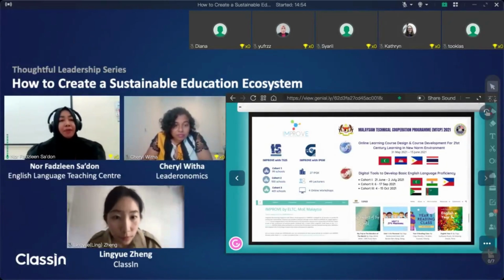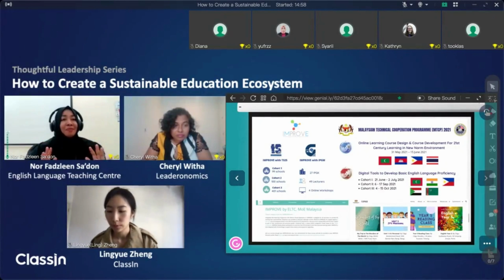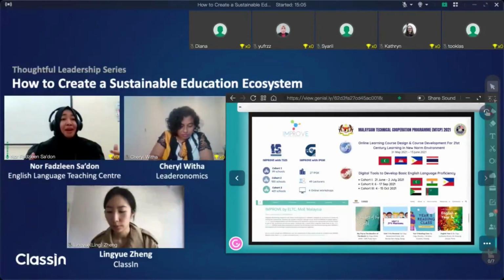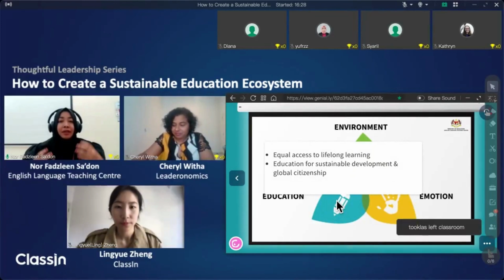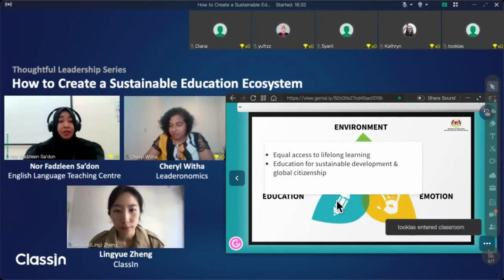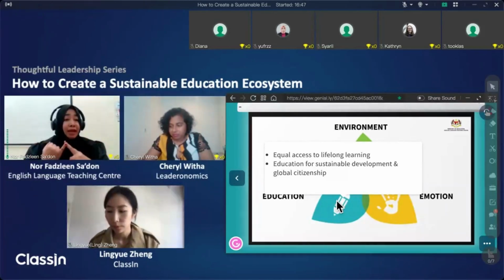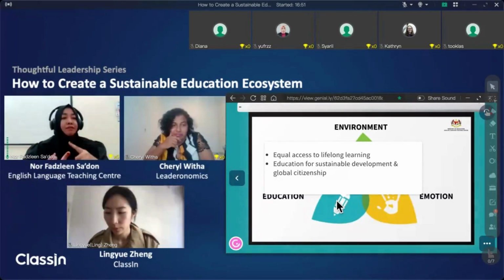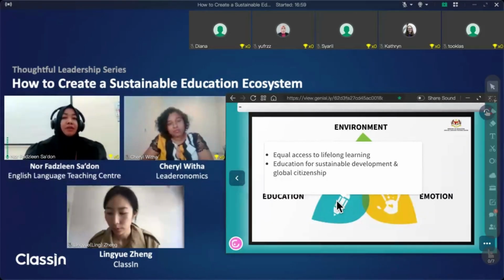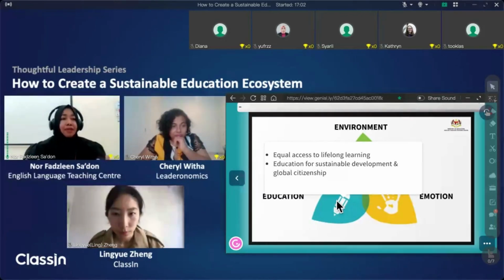These are the countries that we have been training because we felt that learning shouldn't be segregated to just within your geographical parameters. So when we click on education, the role, how we can create a sustainable education ecosystem via education, is to provide equal access to lifelong learning. This is actually one of the SDG 4 goals, which is to provide equal access to primary education, secondary education, even vocational, as well as lifelong learning. And apart from that, we want to provide education for sustainable development and global citizenship, meaning that everybody can learn everywhere, anywhere. And this is the concept of buffet learning.